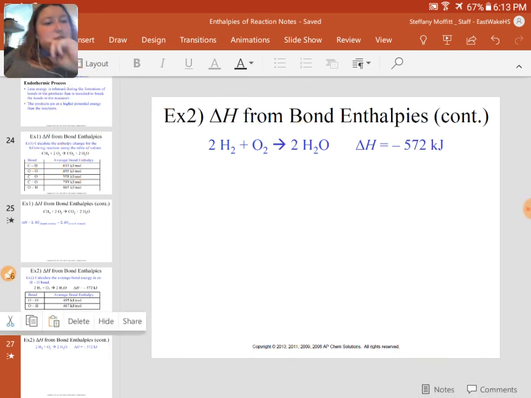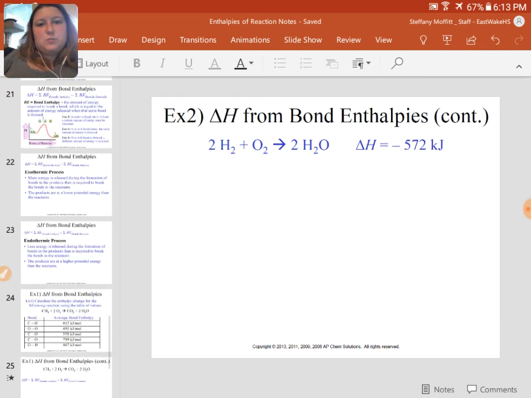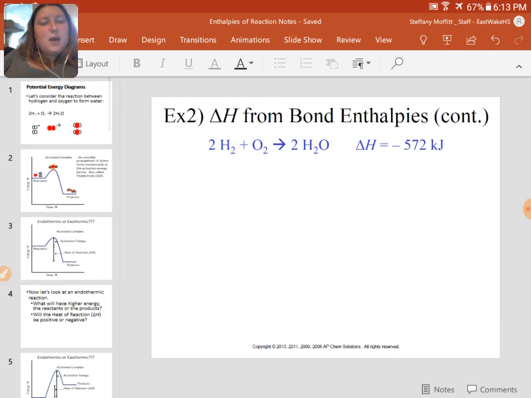All right, and that is all for this. Next time we're going to talk about calorimetry, which is our next way to figure out delta H. And we'll move on from there.